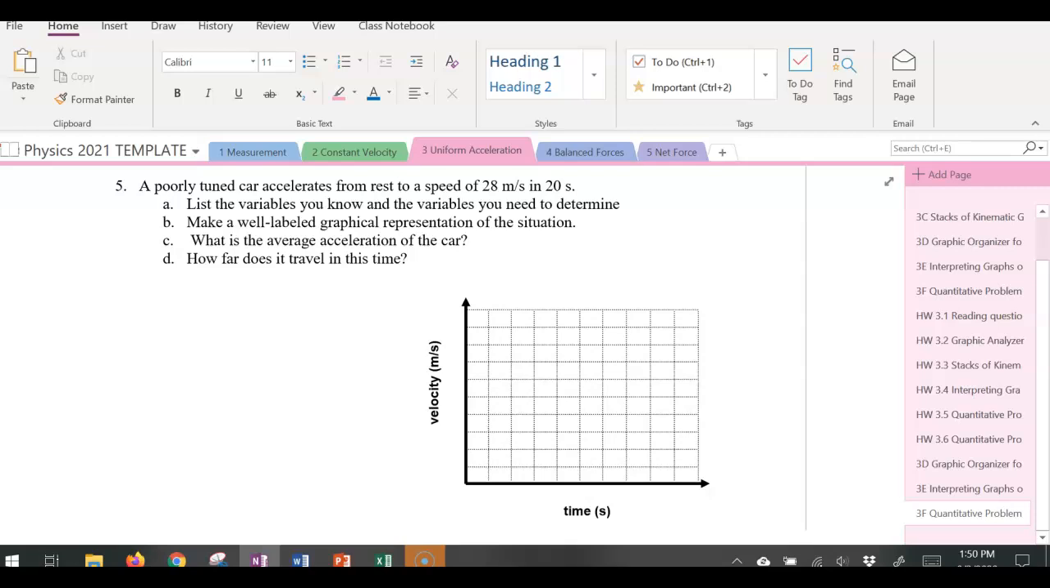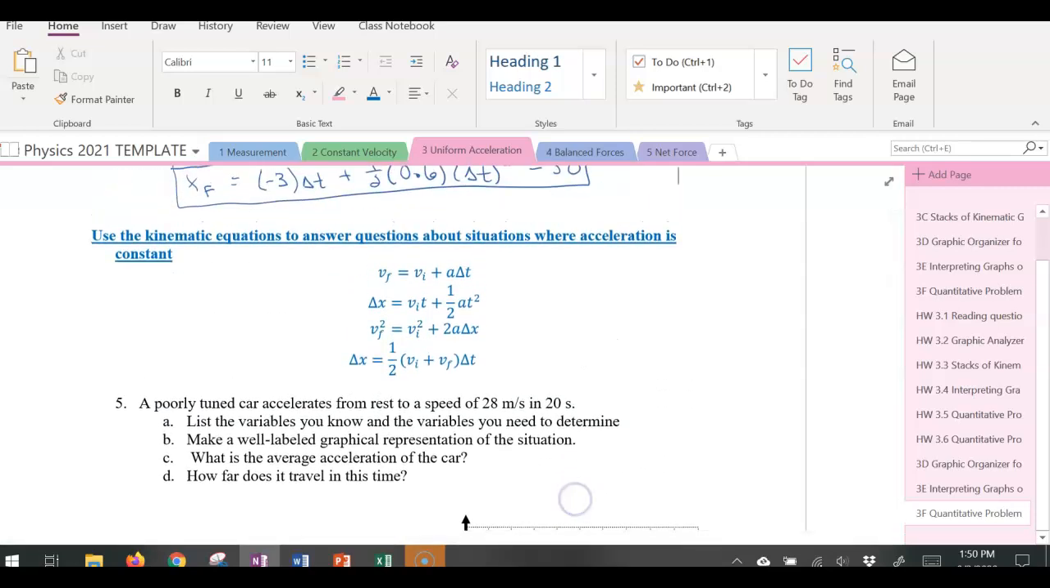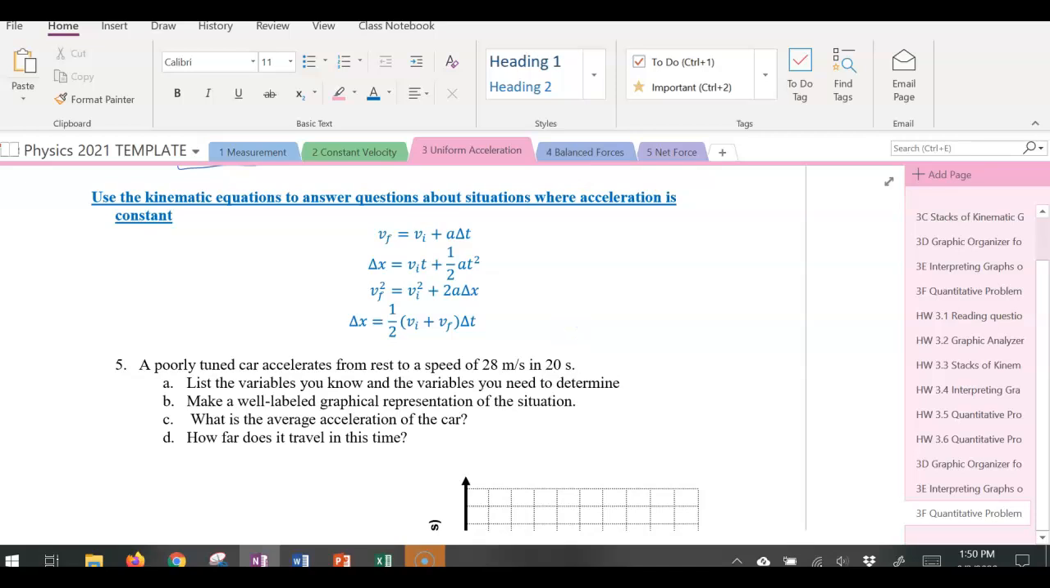This webcast continues in Worksheet 3F, and we're beginning with problem 5. We're going to work several problems which involve uniform acceleration, and all of these problems are going to require using one of the kinematic equations. Remember, the kinematic equations, that's this set of 4 equations, they only apply.